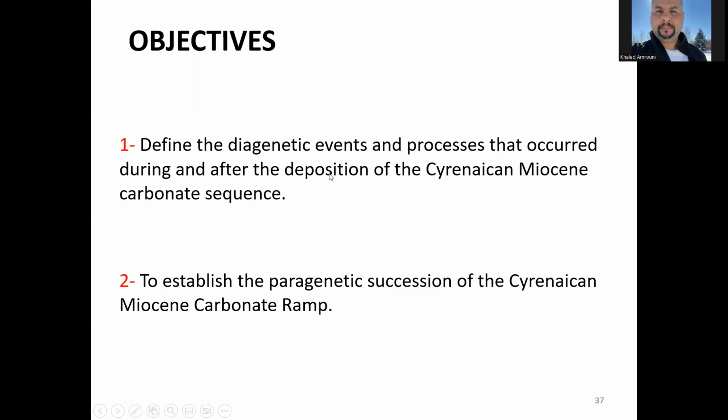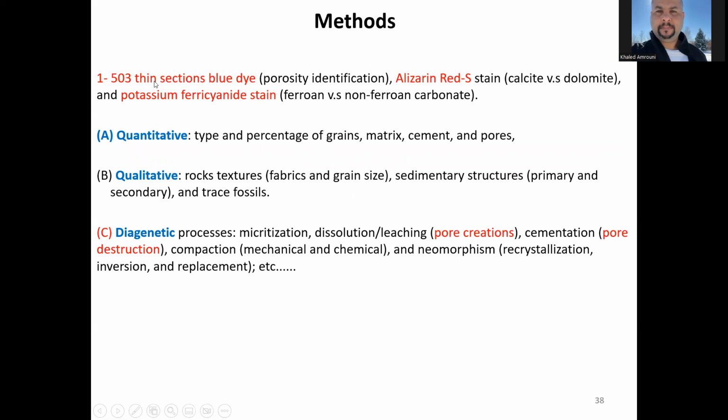The objectives of this diagenetic study are to define the diagenetic events and processes that occurred during and after the deposition of the Cyrenaican Miocene carbonate sequence, and also to establish for the first time the paragenetic sequence of the Cyrenaican Miocene carbonate strata. So for these 503 samples, we made thin sections and dyed them. We used blue dye to identify porosity, and alizarin red S stain to differentiate calcite from dolomite. Calcite gets a reddish color. And we used potassium ferricyanide stain to distinguish ferroan versus non-ferroan carbonates.